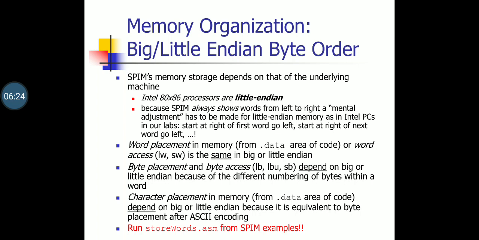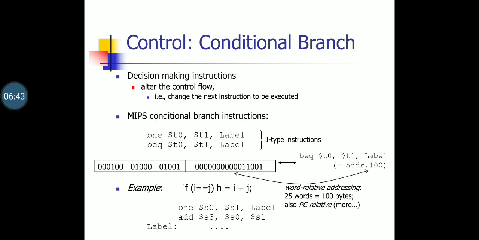The word placement in memory, or word access, is the same in big or little Endian. Byte placement and byte access depend on big or little Endian because of the different numbering of bytes within a word. And the character placement in memory depends on big or little Endian because it is equivalent to byte placement after ASCII encoding. So now we have come to the part of control operations, that is conditional branching.